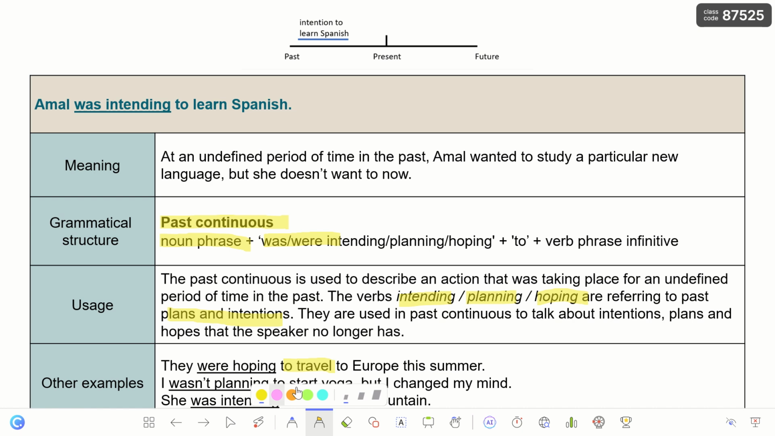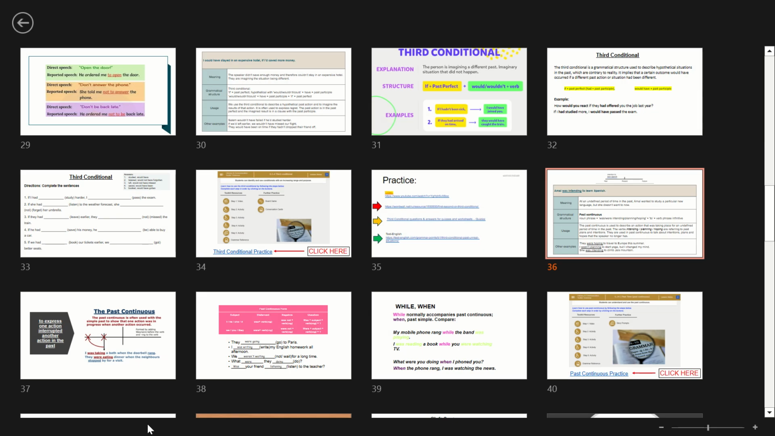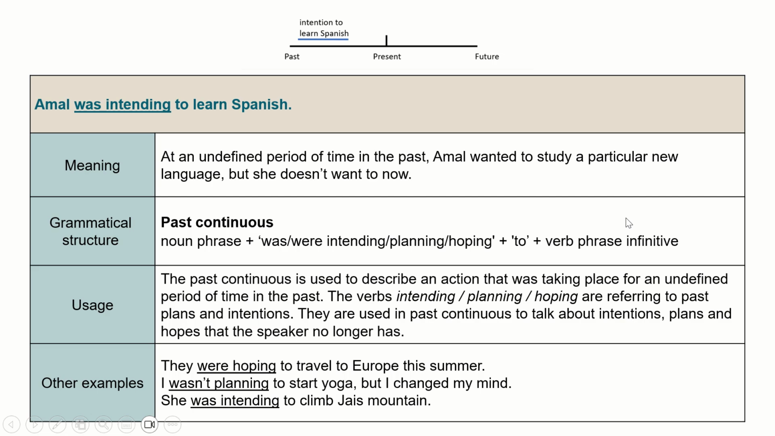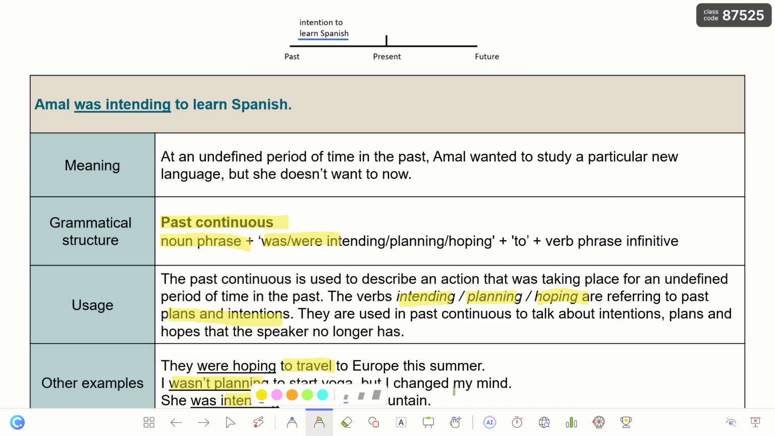I wasn't planning to start yoga, but I changed my mind. I'm using it with planning. She was intending to what? She was intending to climb the mountain. She was intending, but now, no, she doesn't have that intention.